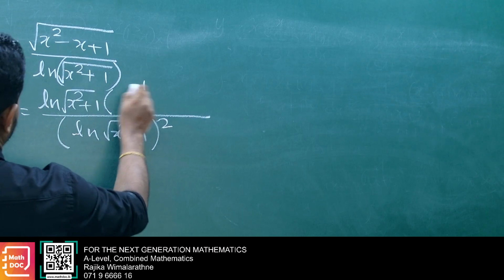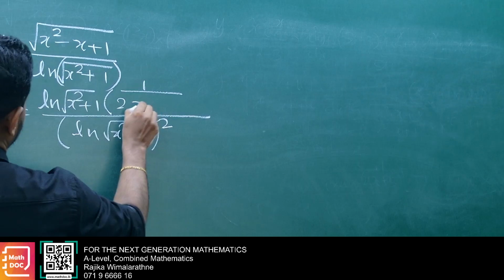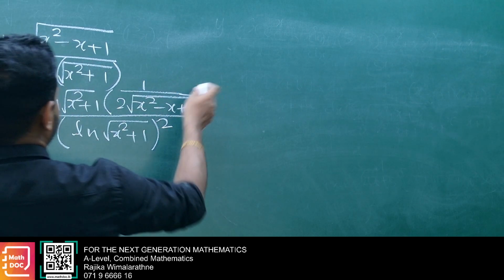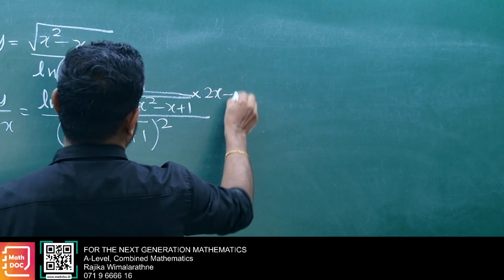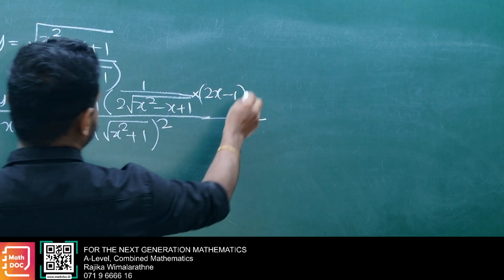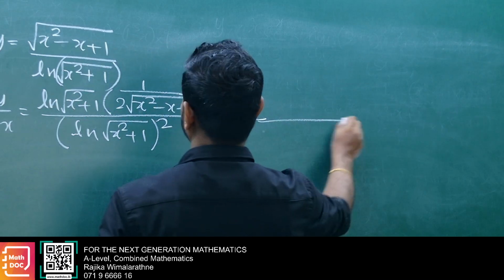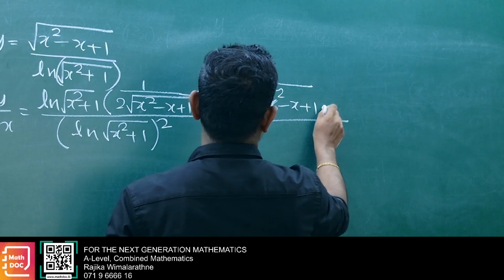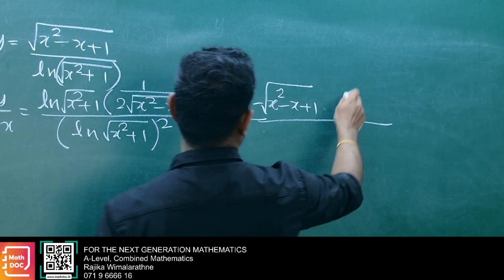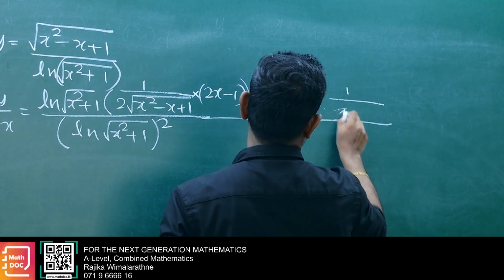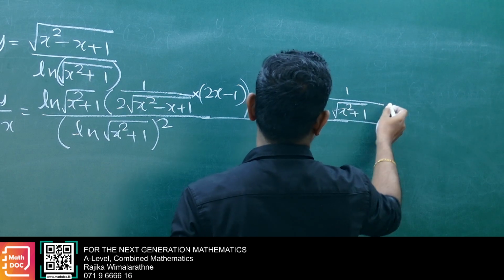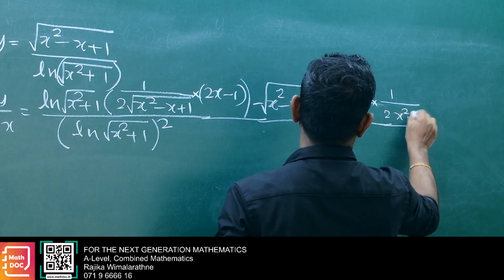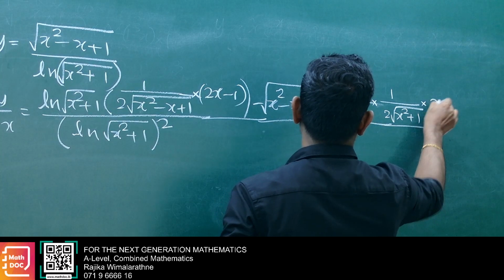Denominator times derivative of numerator: here the square root, derivative of the inside function, here 2x minus 1, minus numerator times derivative of denominator. Derivative of ln is 1 over the square root, then derivative of x square plus 1 is 2x.